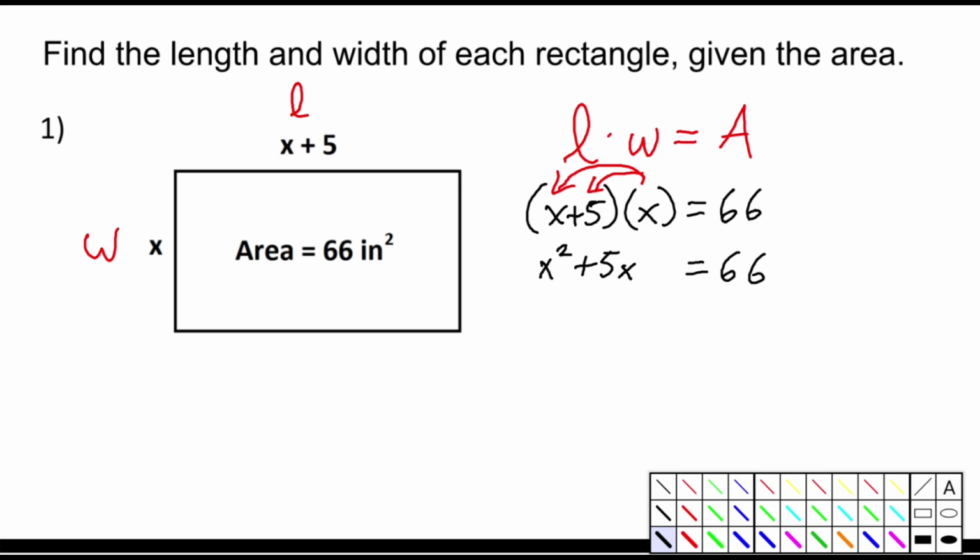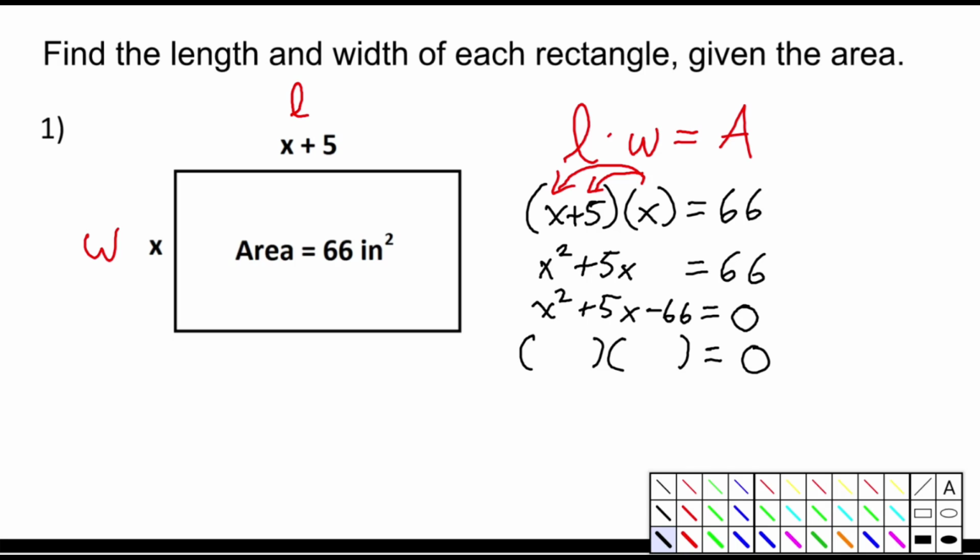And now this is starting to look like something we've seen before. This almost looks like a trinomial. All I'd have to do is move that 66 over to the other side. So I'll do that real quick. Now this is going to be x squared plus 5x minus 66, because to move it to the other side, I have to do the opposite. And now guess what? I know how to solve these equations. How would you solve this one? I can solve this by using our zero product property if I was able to factor this. So is there a way to factor this?